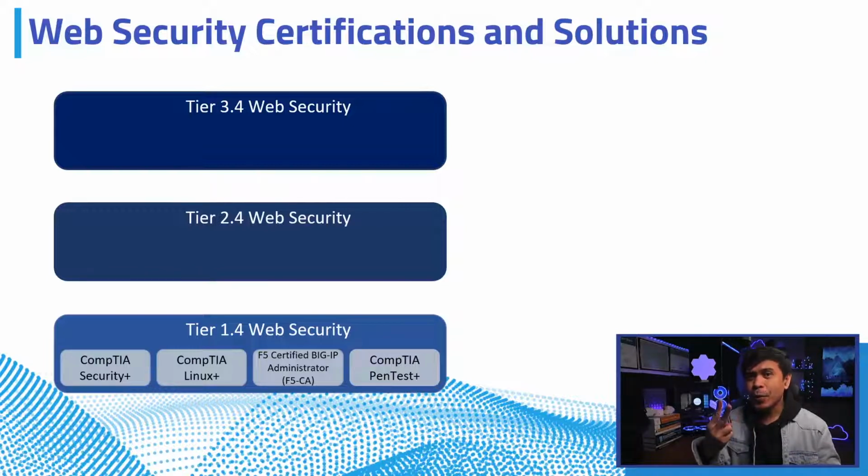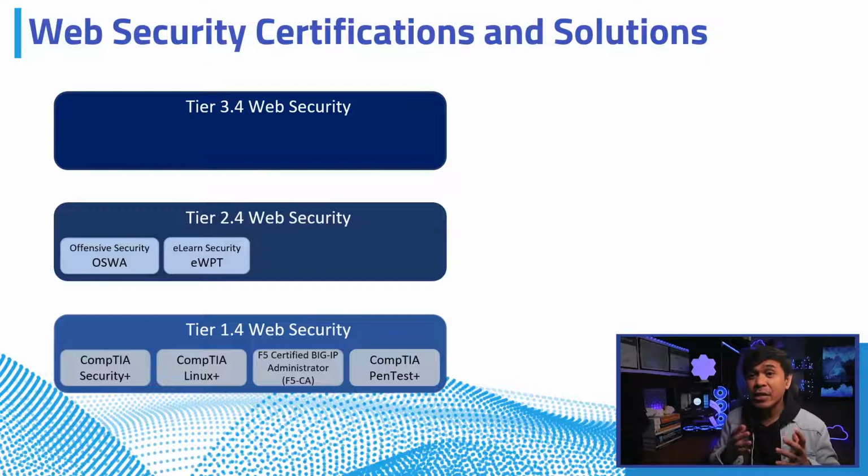Second tier, we have 2 web application penetration testing certifications. One is Offensive Security Web Assessor and eLearn Web Application Penetration Tester from Offensive Security and eLearn Security. Both are hands-on lab and no expiration. So OSWA is a 24-hour exam and another 24 hours for reporting, while EWPT is a 7-day long hands-on lab and another 7 days for documentation and reporting.